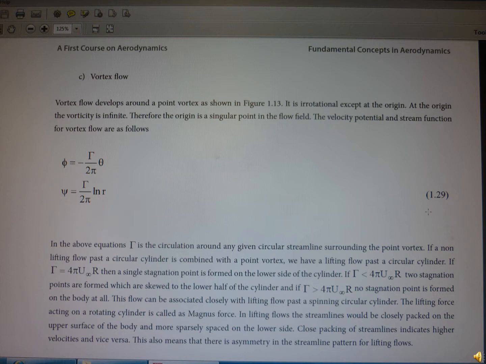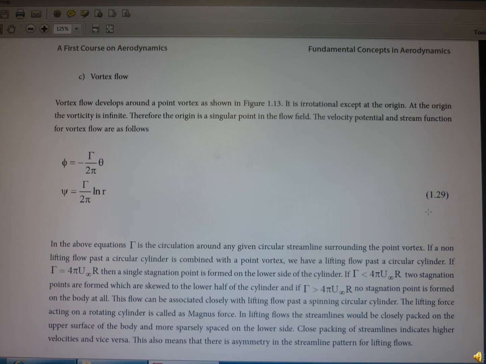Now to go to vortex flow, the vortex must be located at the origin. You shall have a vortex flow there. The velocity potential and the stream function are phi equal to minus tau by 2 pi theta and psi equal to tau divided by 2 pi ln r.